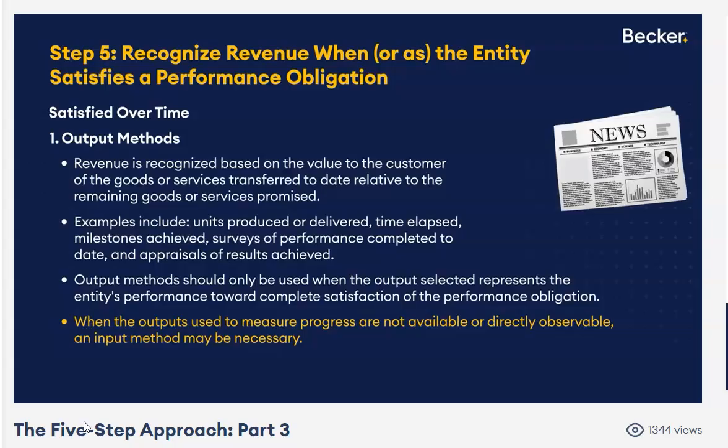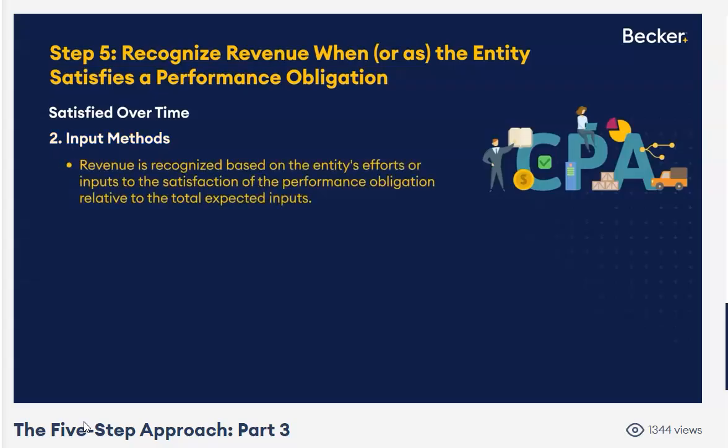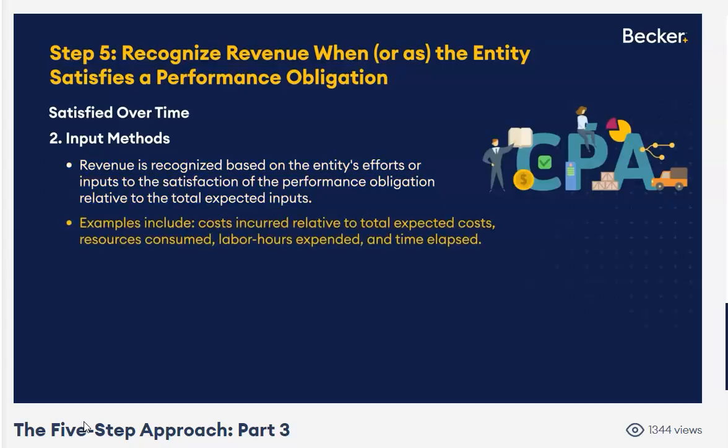Notice when the outputs of progress are not available, you can't quite figure out where it is, then you should go to the inputs method. Now, inputs method classically might be a CPA firm. It's how many hours you've put into that audit engagement. That would be the classic example. So examples would be how much cost has been incurred in putting into this project, how much resources have been consumed and put into this project, labor hours expended on this project, or maybe time elapsed. Now, think of a health club in this case, where you pay a health club and you have the right to utilize it for the next year.